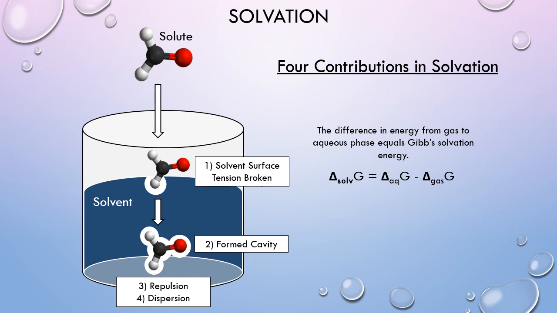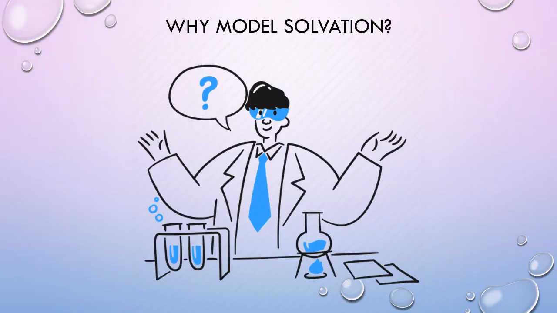The difference in energy between the solute in the gas phase and the solute in the aqueous phase gives us the solvation energy. There are many reasons to model solvation, with the most important reason being that experiments just take too long to conduct. It is also difficult to measure the energy of solvation when the solutes are too big or when the reaction happens way too quickly. So how do we model solvation?